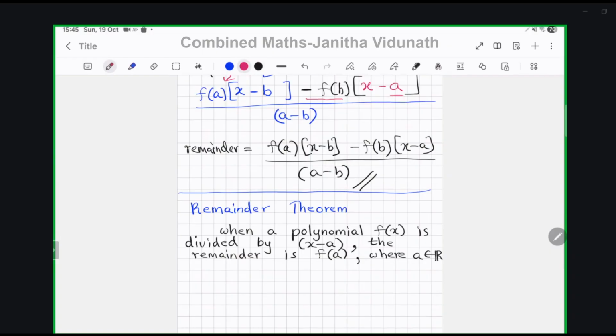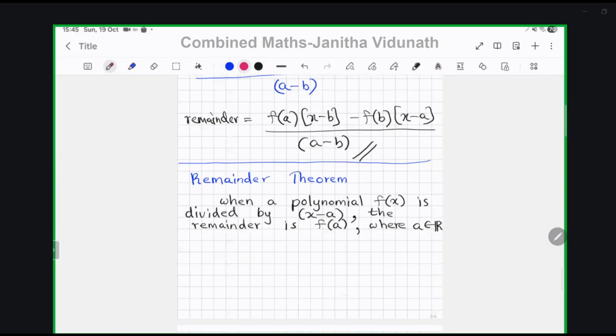Okay, this is the new theorem we are going to learn. Under polynomials, first we learn about long division. From long division, we have found our quotient and remainder.